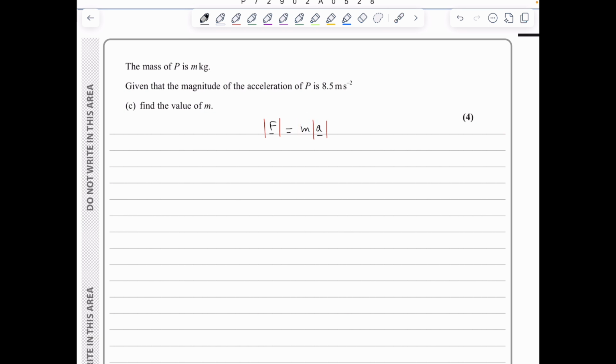So we have found that the force is (-8, 15), so I will take the magnitude of this, which is equal to 8.5, the magnitude of the acceleration, times m. To find the magnitude of (-8, 15), I will simply be doing the square root of (-8) squared plus 15 squared, being equal to 8.5m. This leads to 17 being 8.5m, and therefore m is equal to 2.